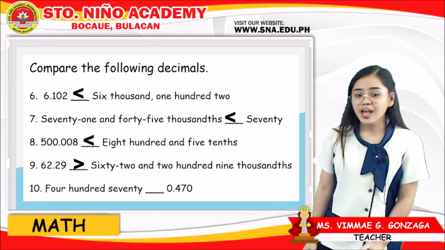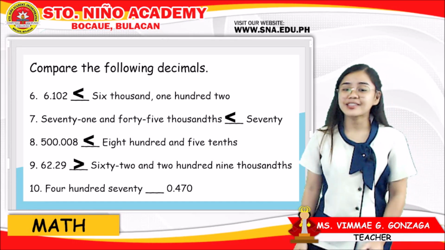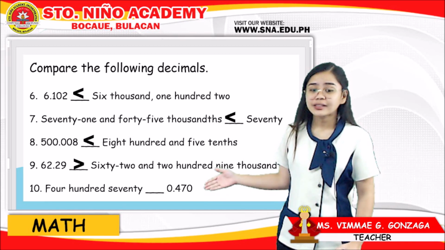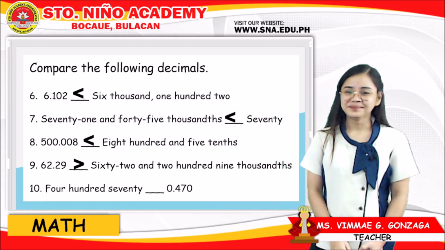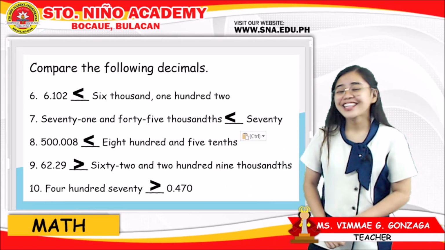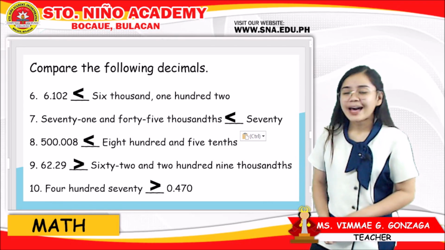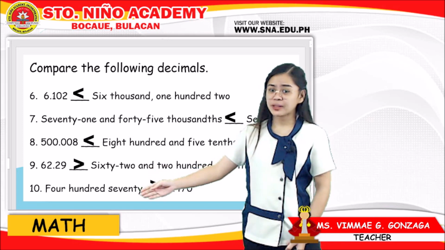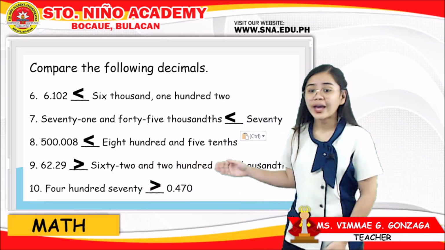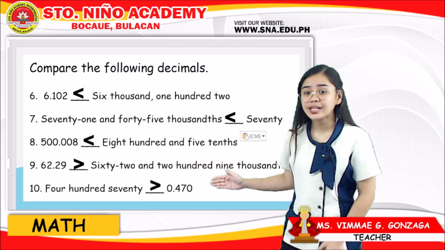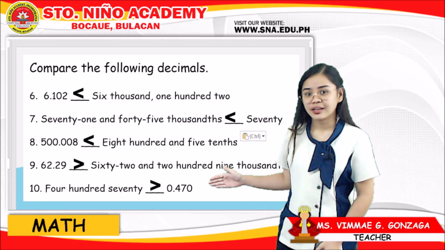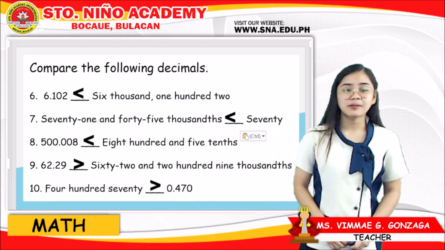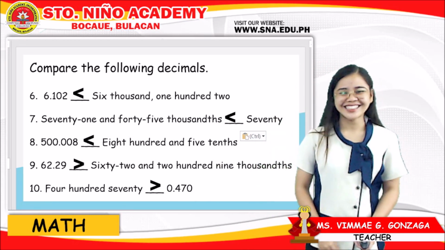Last is 10. 470. And then 470 thousandths. Okay, that is greater than. Kasi ito po ay full number, 470. Pero ito po ay 470 thousandths. THS kasi may decimal. May decimal point. Do you understand?